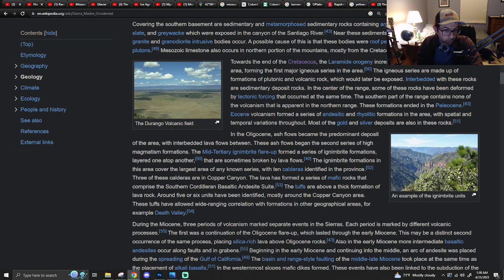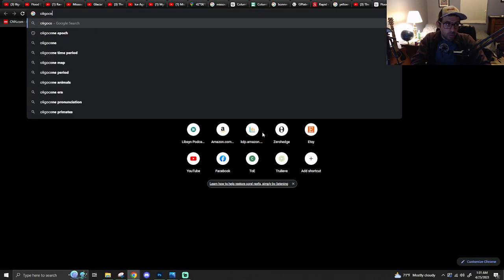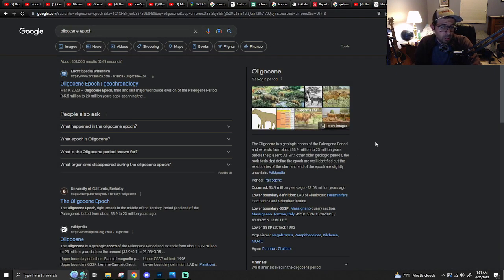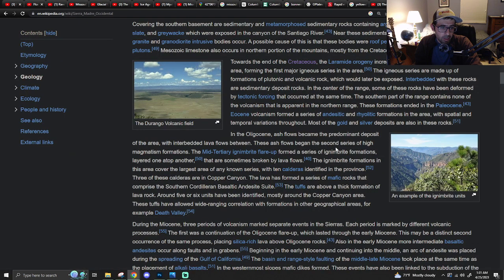Intermediate separator, with spatial and temporal variations throughout. Most of the gold and silver deposits are in these areas around the KT boundary, which I've expressed is literally when the sphere of Hawaii supernovaed and deposited gold and silver across the Pacific Rim, pretty much. And contributed to this. Maybe even the Earth itself supernovaed and did so. I don't know. In the Oligocene, ash flows became the predominant deposit. Oligocene epoch, 34 to 23. That's odd.